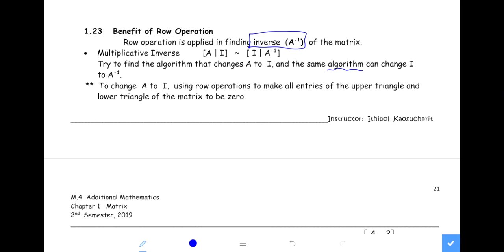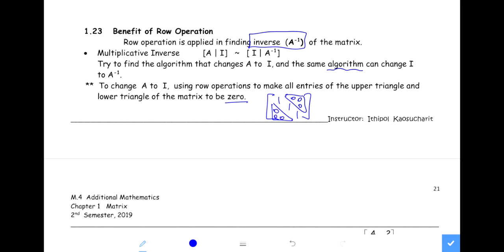Next, to change A to I using row operations, we make all the entries of the upper triangle and lower triangle of the matrix 0. So the key is, you have a big one like this, you need to have all 1s on the diagonal, and this will be all 0, and this will be all 0, something like this.